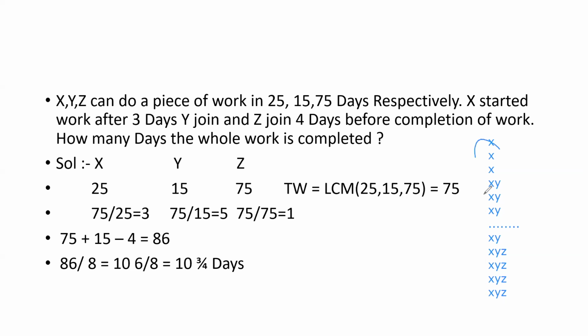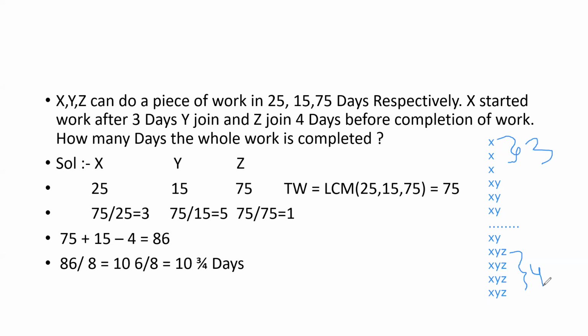So from this we can observe that from the start to the end X can work, but for Y we don't know how many days Y works, but we know how many days Y cannot work. That is 3 days. And we know how many days Z can work, therefore 4 days. So now let's start the process.